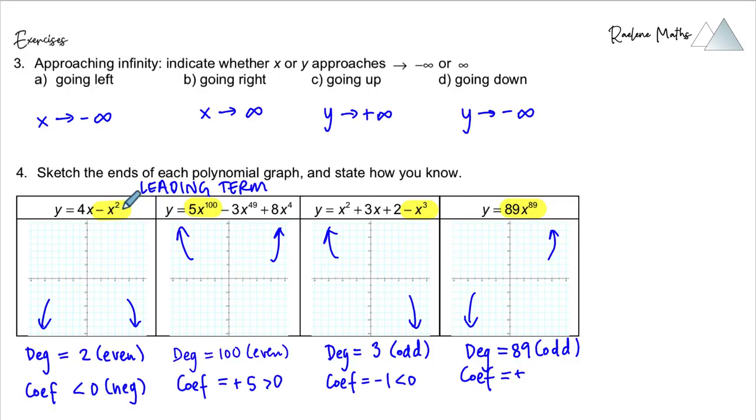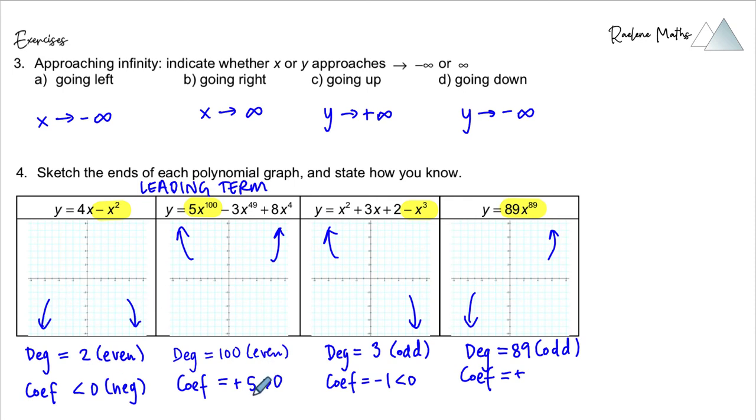Okay, I've highlighted the leading term in each polynomial. Don't assume that the leading term is the first term. So in the case of the third graph, or the third equation, the leading term is actually at the end. Once we identify the leading term, we can identify the degree and the coefficient. When the degree of the leading term is even and the coefficient is negative, both ends go down.